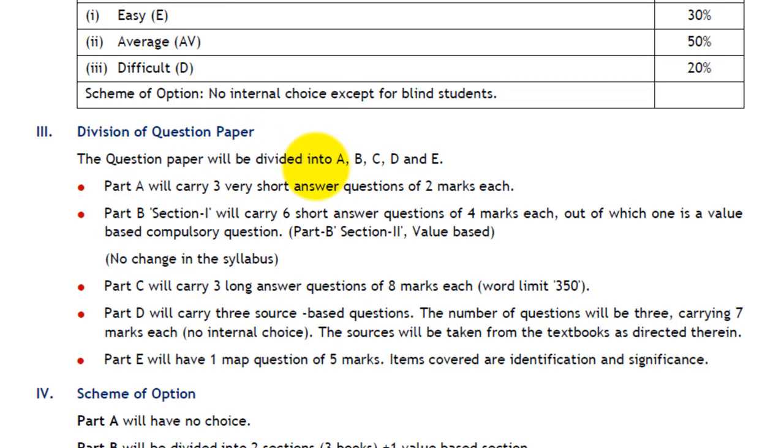The question paper will be divided into 5 parts: A, B, C, D and E. Part A will carry 3 very short answer questions of 2 marks each. Part B has section 1, which has 6 short answer questions of 4 marks each. Section 2 of Part B has one value based and compulsory question. Then Part C will carry 3 long answer questions of 8 marks each. Part D will carry 3 source based questions, carrying 7 marks each, and no internal choice is given for them. Part E will have 1 map question of 5 marks.